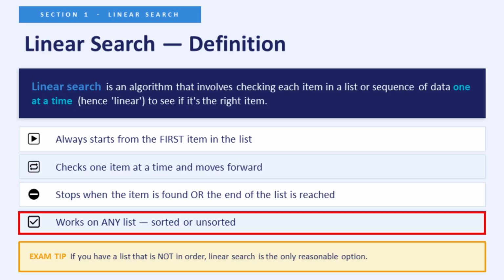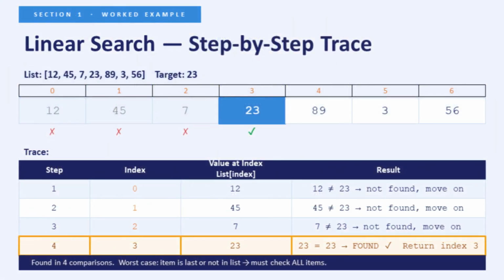The most important thing to remember: linear search works on any list, sorted or unsorted. You don't need to organize your data first. Now let's see it in action. We are going to trace a linear search before I give you the formal algorithm, because once you see how it works in practice, the algorithm will make perfect sense.